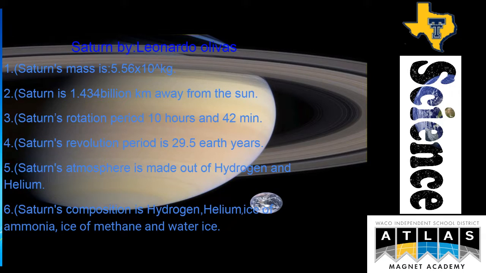Its mass is 5.68 times 10 to the 26th power kilograms. The distance from the sun is 1.43 billion kilometers. Its rotation period is 43 Earth days. Its revolution period is 29 Earth years. It is 96% hydrogen, 3% helium, and 0.4% methane. And it is a gas planet, and fun fact, it has a planetary ring system.